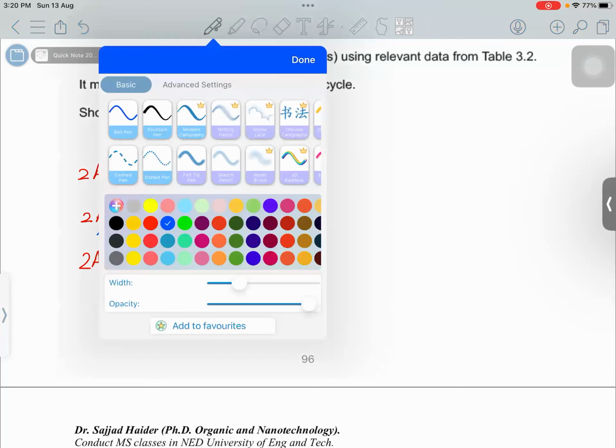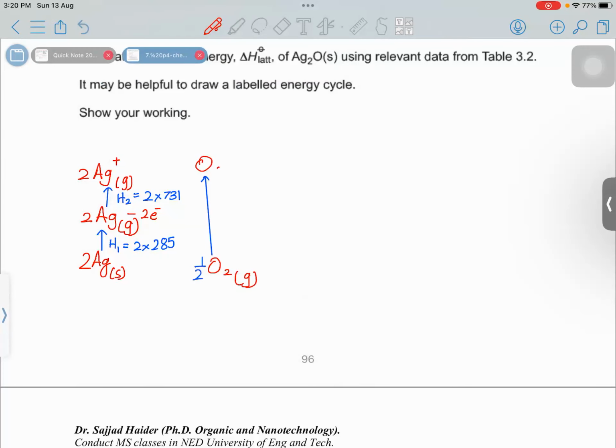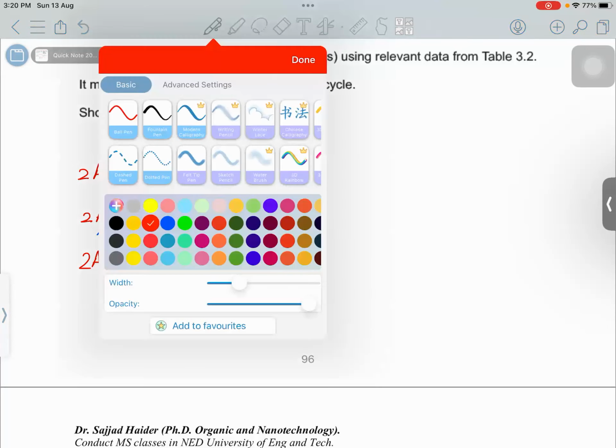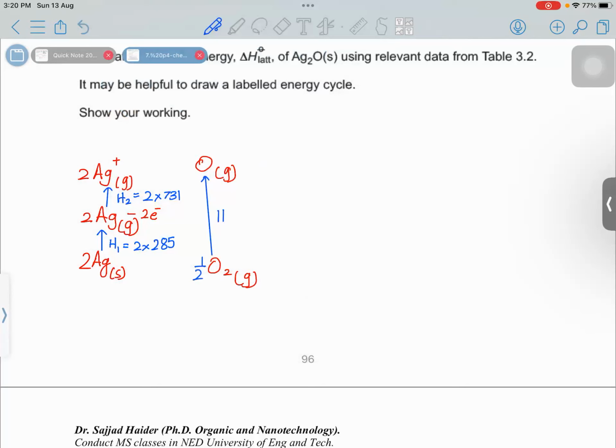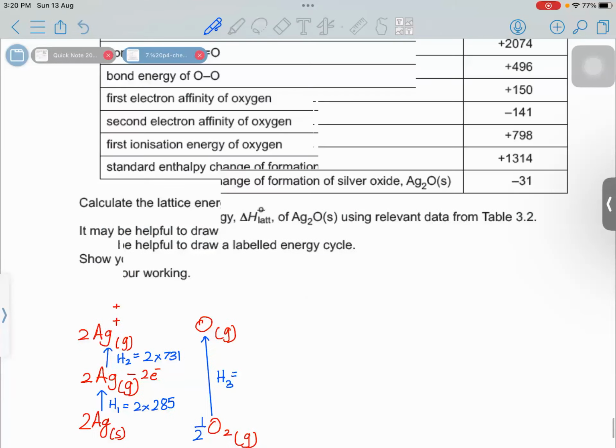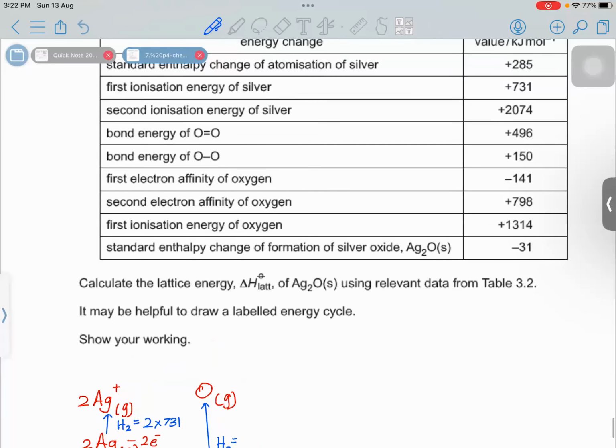So here we have 1 oxygen, oxygen gaseous. What is this? Atomization of oxygen. Now look, is the atomization of oxygen given or not given? It's not given, so we need to use the bond energy.